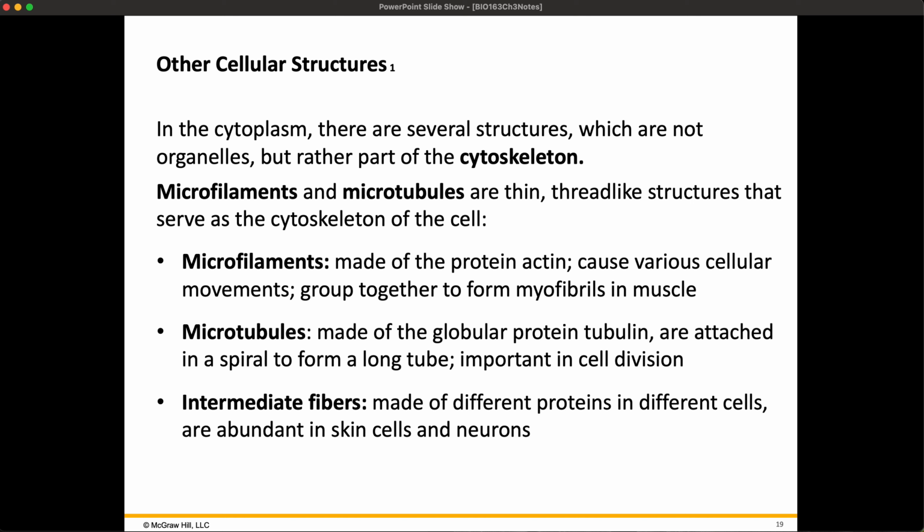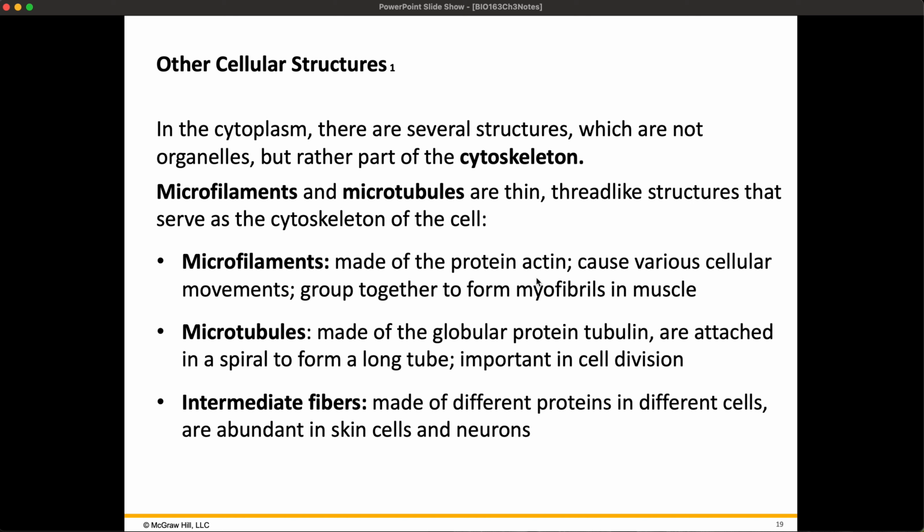It also acts as a transport network, kind of like railways within the cell, so that as vesicles are being transported from one place to another within a cell, they have this pathway they can go along rather than just kind of bumbling and bumping through the cytoplasm.